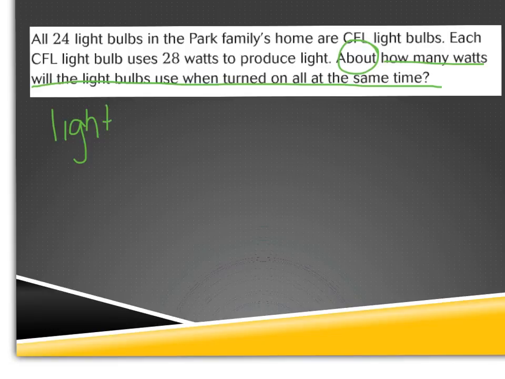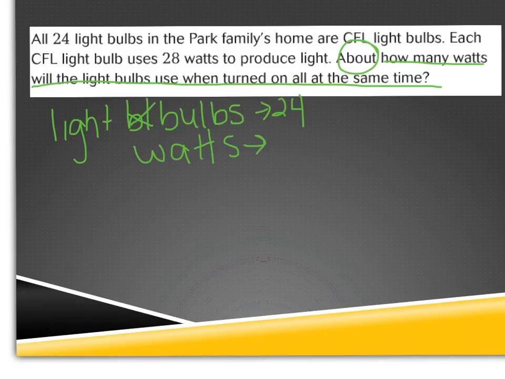I see that there are 24 light bulbs in the Park family's house. I also see that those light bulbs use 28 watts each. So to find out how many watts of power they're using when they're all turned on at the same time, I'm going to multiply 24 times 28. Since my problem says about, I'm going to use the strategy of rounding to find my answer.